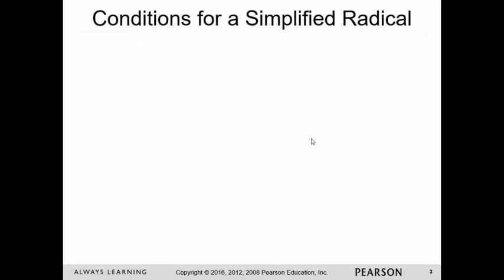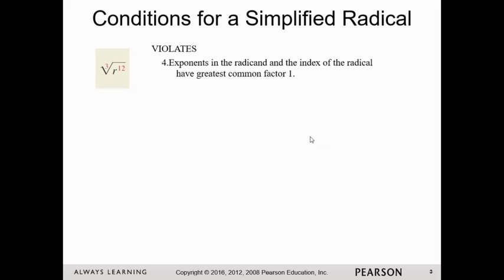Now, I want to bring attention to, we talked about 4 conditions for simplifying radicals. And I want to bring attention to this particular case because it will show up on the final exam. If we have a case like this, we've got the cube root of r to the 12th. That violates the 4th rule for simplifying radicals, because we have a radicand and index, they must have a greatest common factor of 1. Here they have a greatest common factor of 3.